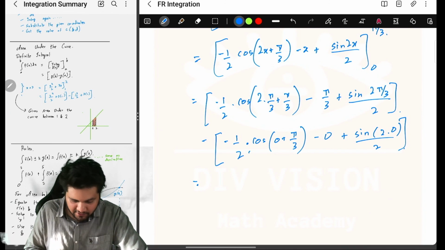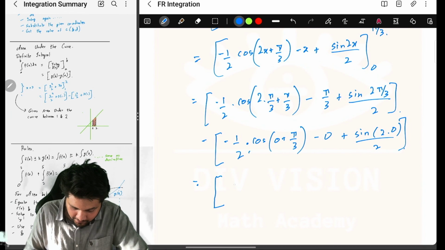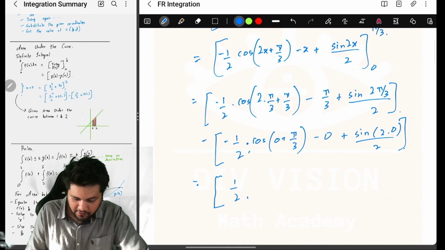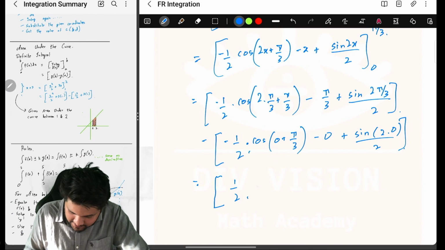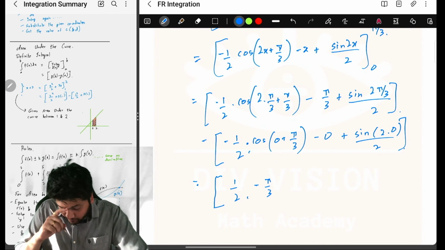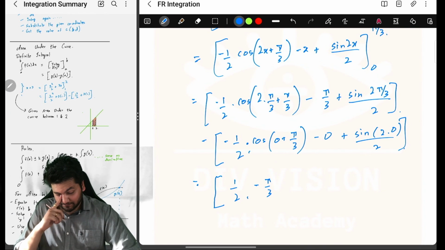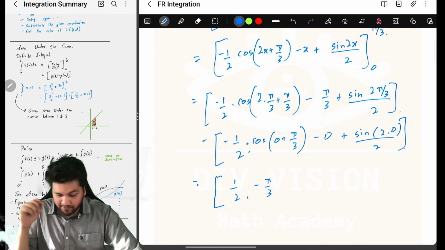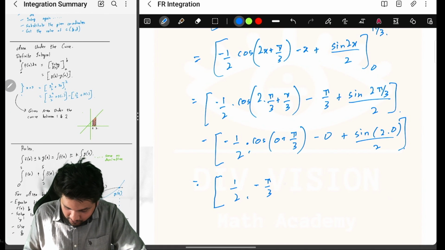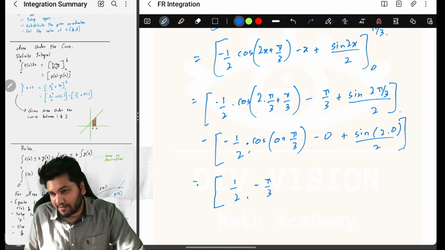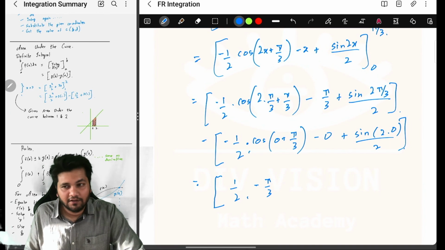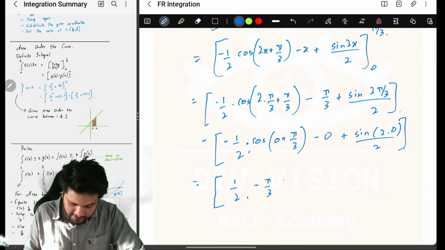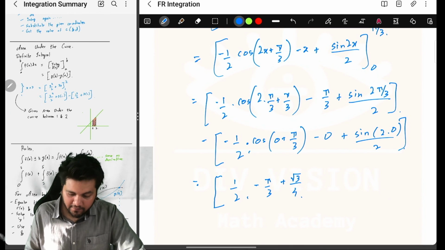Cos pi is nothing but minus 1. So we'll get 1 by 2. Then this is minus pi by 3. Sine 2 pi by 3 is nothing but sine of (pi minus pi by 3), which is sine pi by 3, which is root 3 by 2. So we'll get root 3 by 4. Because this is sine of (pi minus pi by 3), and sine pi by 3 is nothing but root 3 by 2, so we will get this thing as plus root 3 by 4.